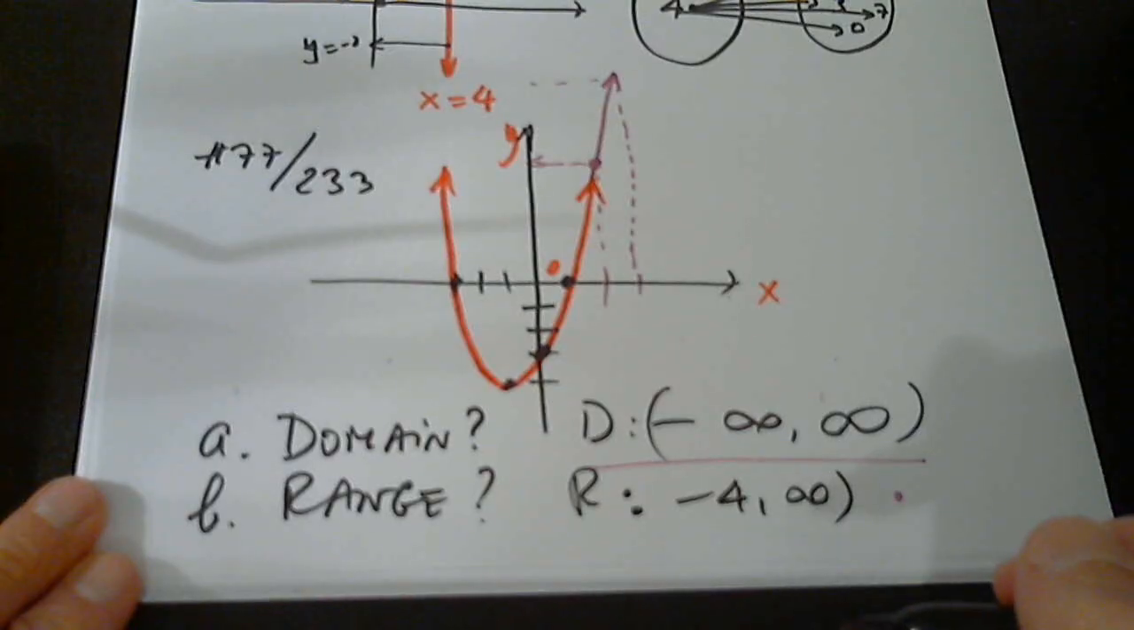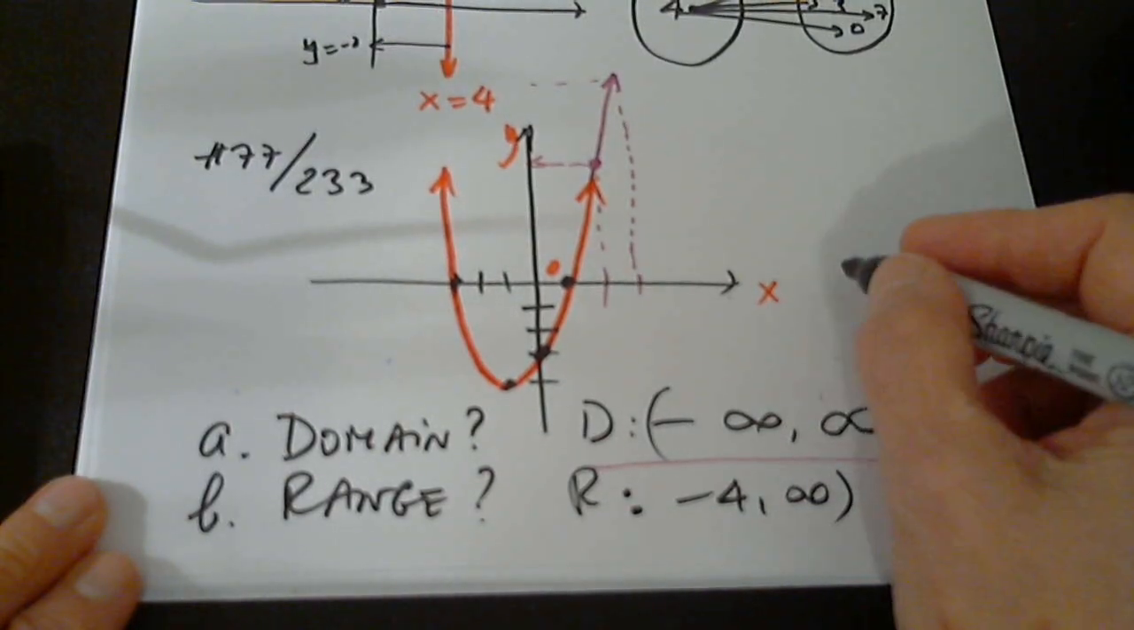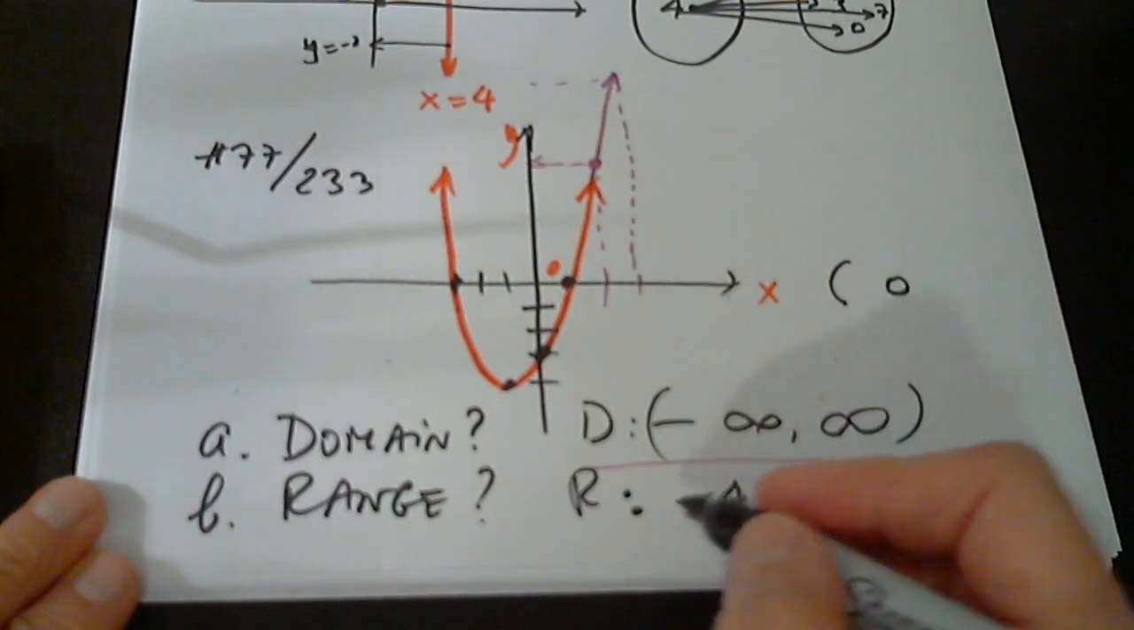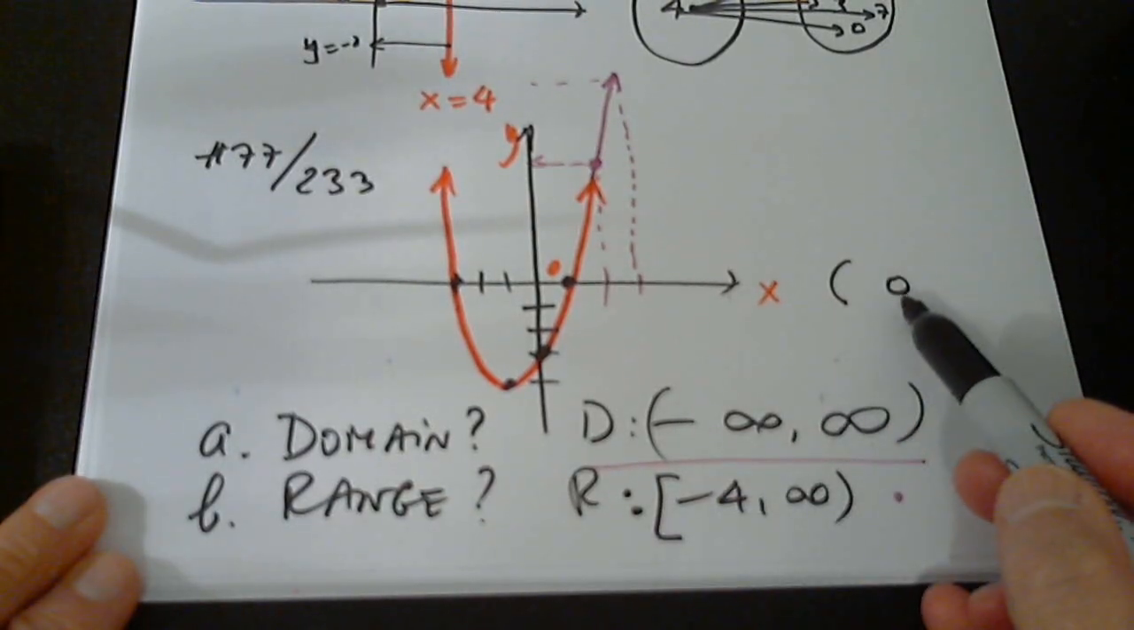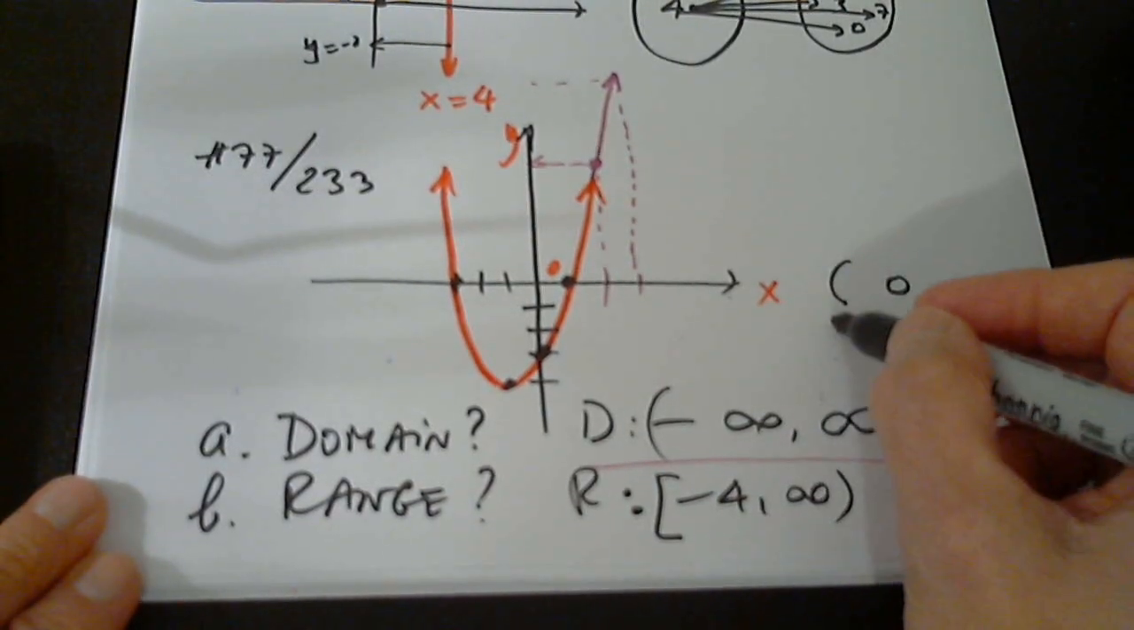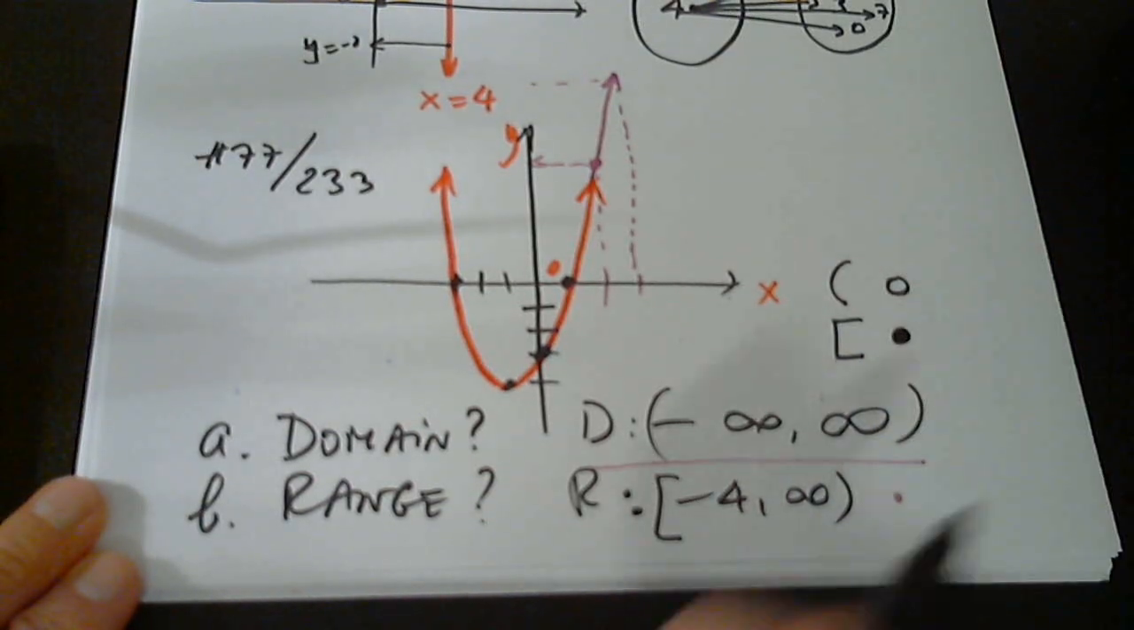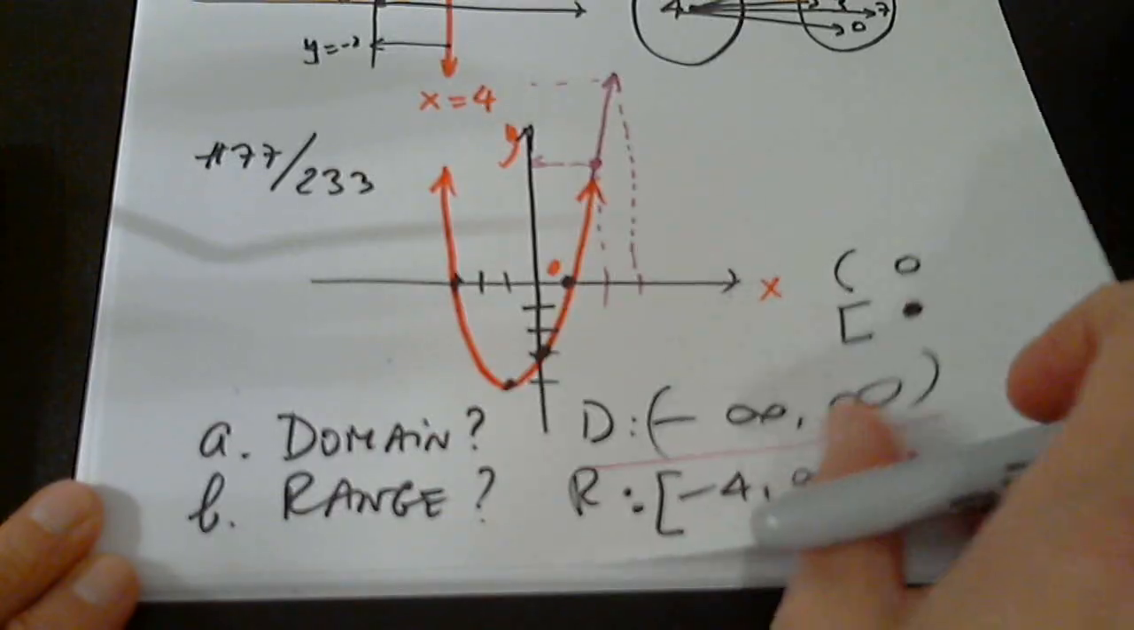But do I use a bracket or do I use a parenthesis? A parenthesis. Yes. A parenthesis means a point like this. A bracket means a point like this. Perfect. Okay, next question. We established the domain and range.